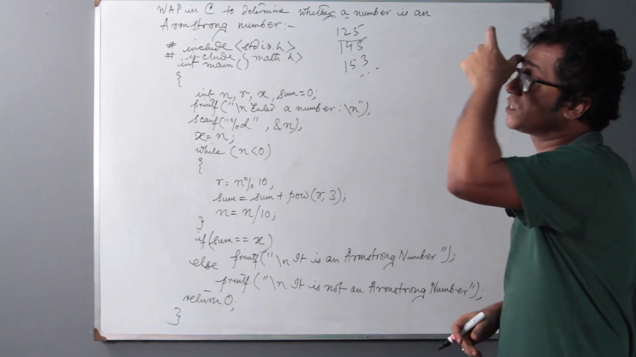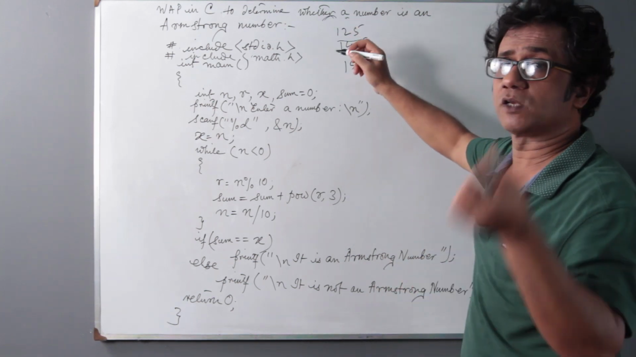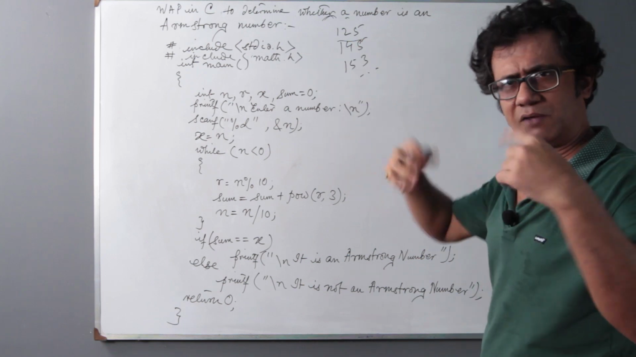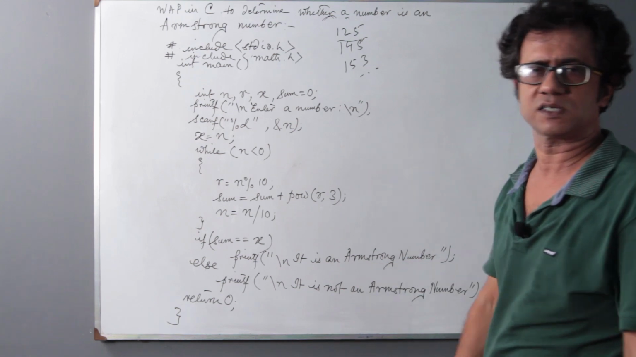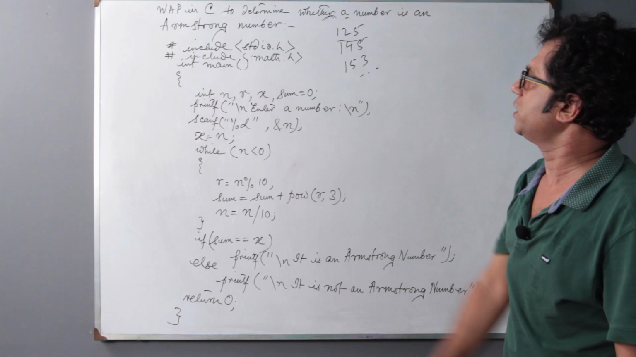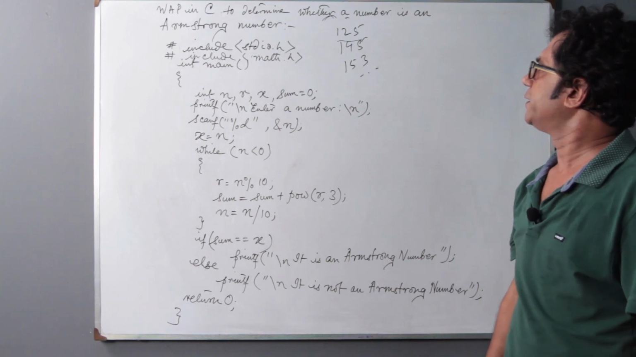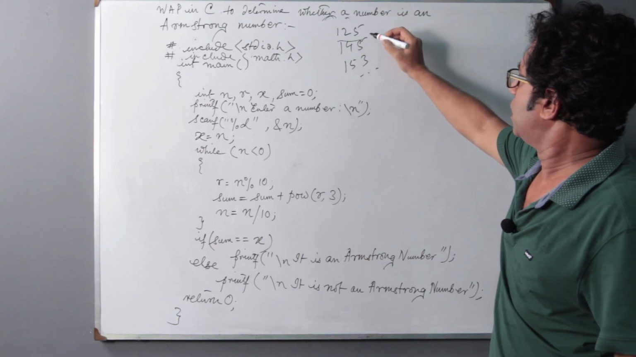An Armstrong number is that number which is the sum of the cubes of the individual digits of the number. If that sum becomes equal to the number itself, then the number is an Armstrong number, which was discovered by Armstrong and named after him. Let me explain in detail.